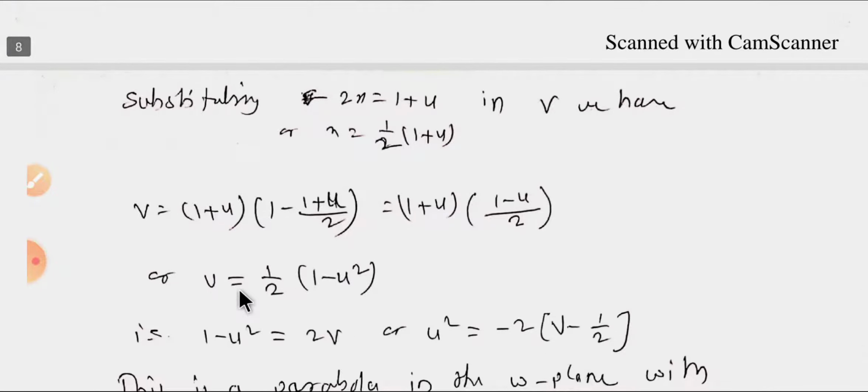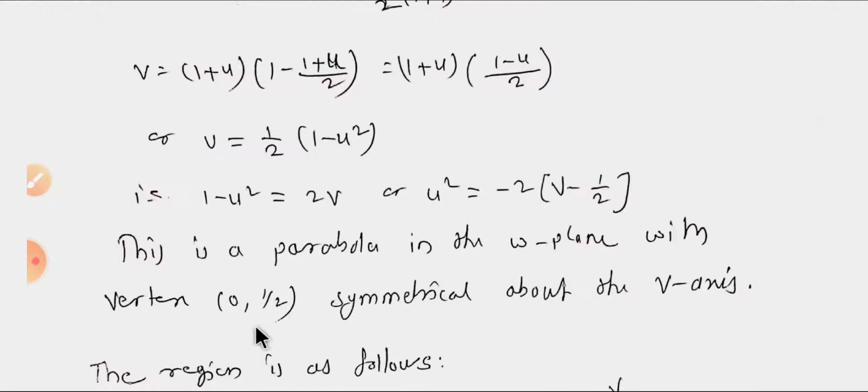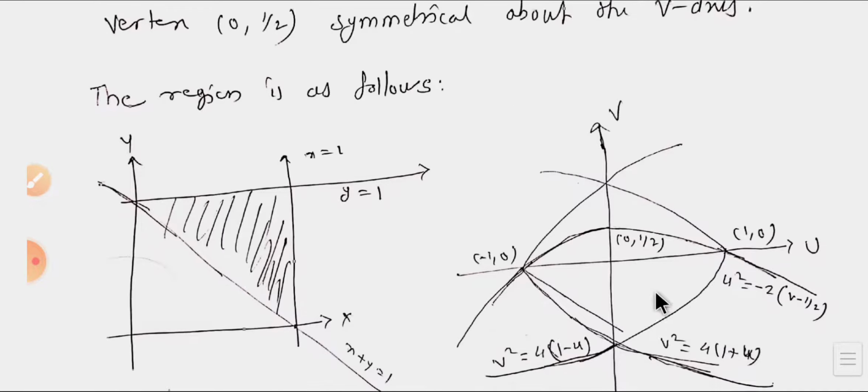So this is nothing but v equal to 1 by 2 (1 minus u square), or 1 minus u square equal to v, or u square equal to minus 2 into bracket (v minus 1 by 2). This is again a parabola in the w plane with vertex (0, 1 by 2), symmetric about the v axis, and the region is as follows.